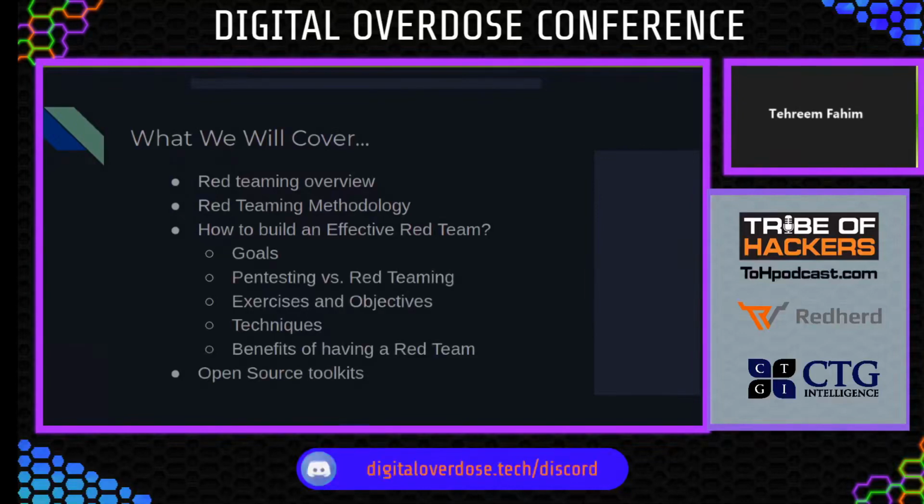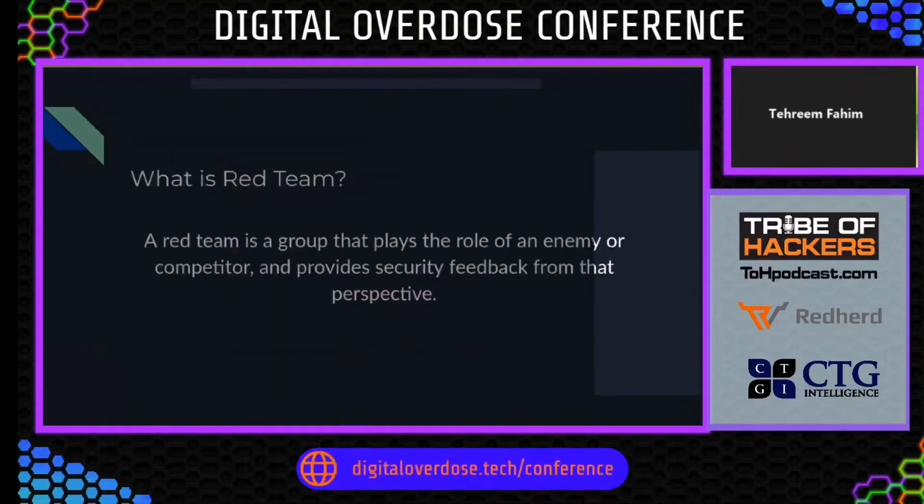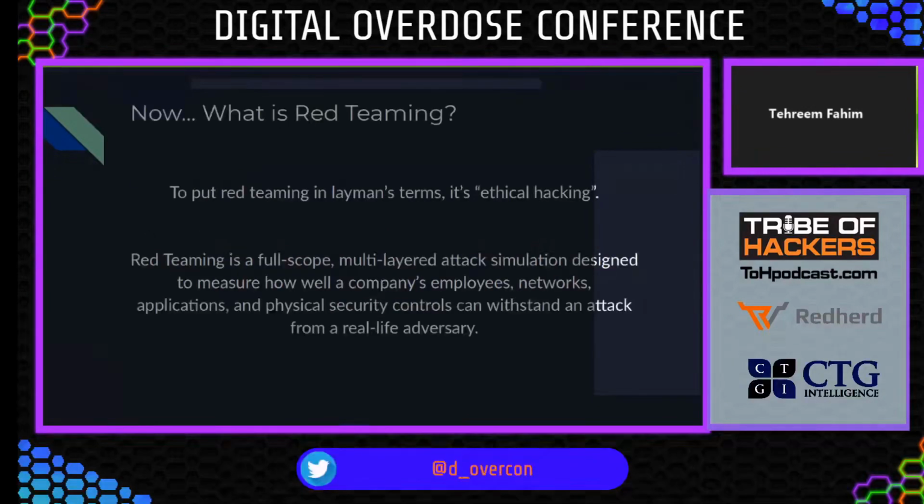What is a red team? Simply put, a red team is a group that plays the role of a bad guy or a hacker, an adversary or competitor, and provides security feedback from that perspective. Now the question arises, what do they do and how do they do it? Before diving into that, let's see what red teaming is.